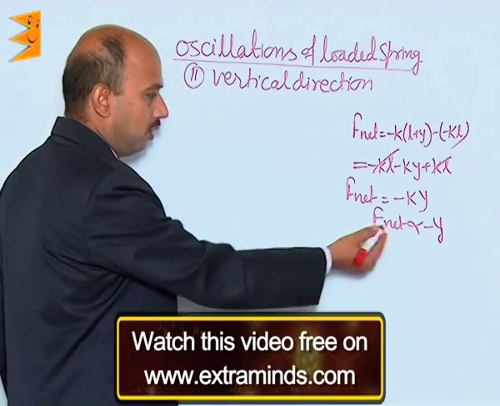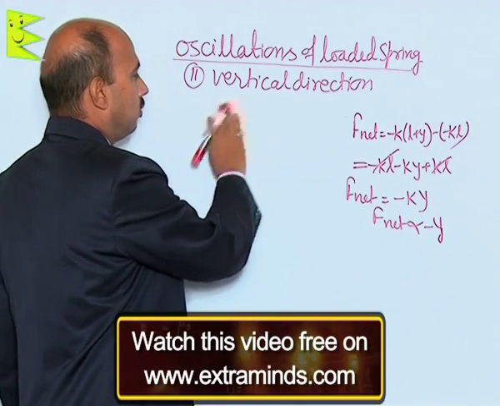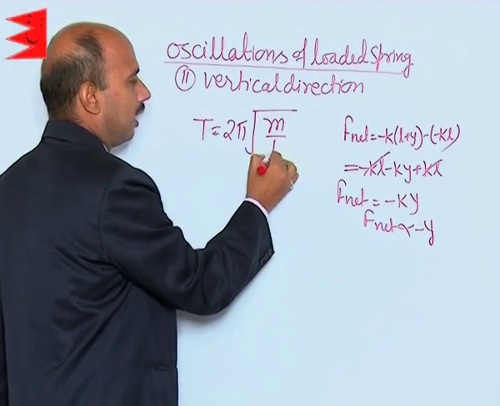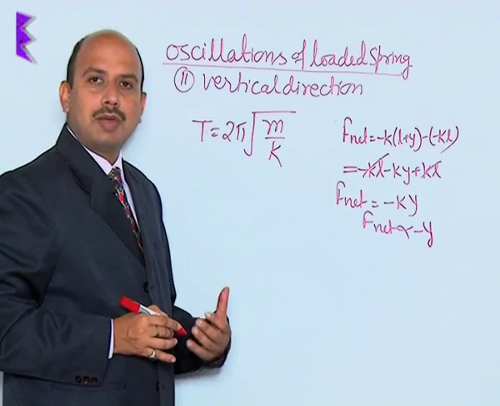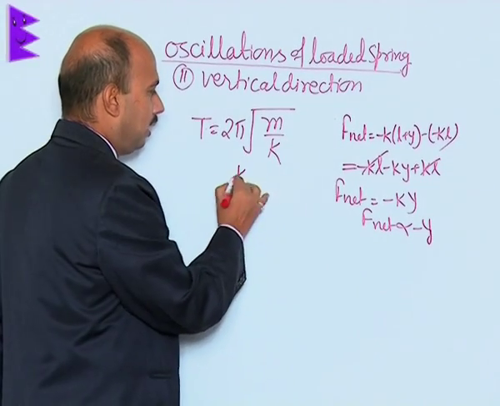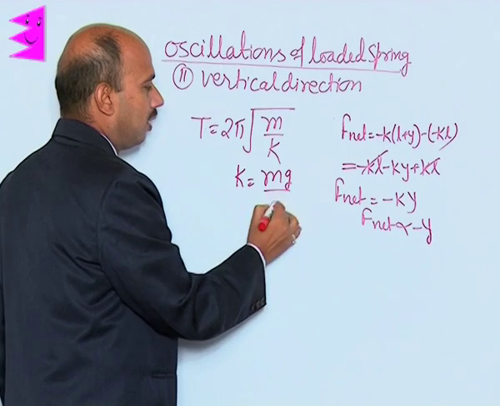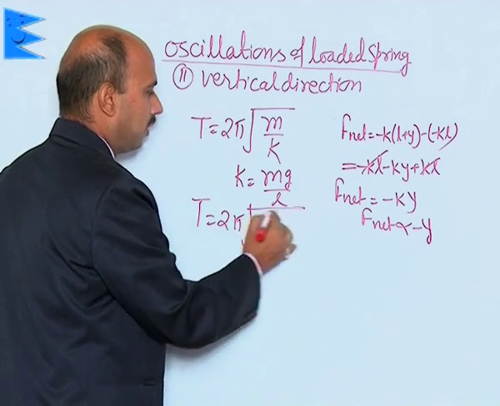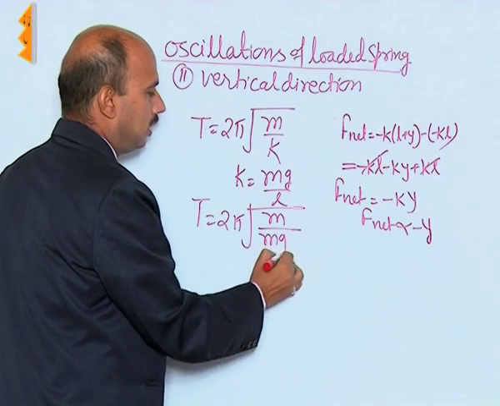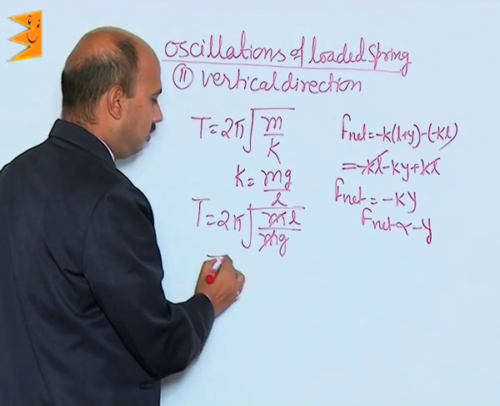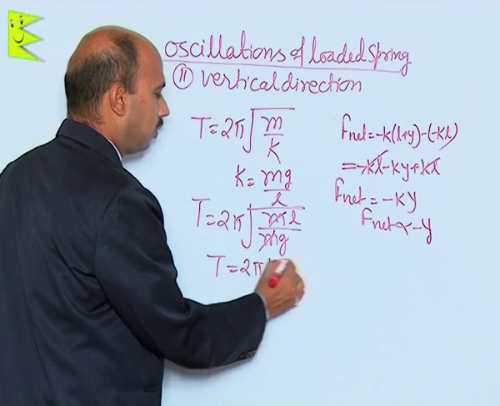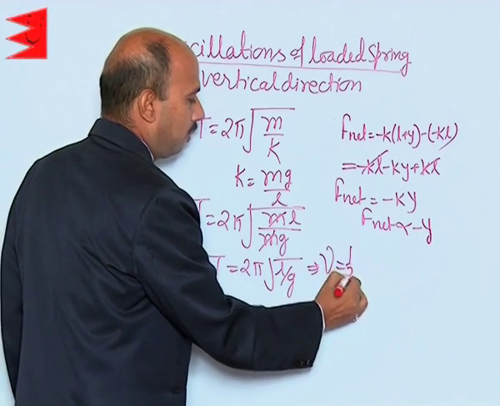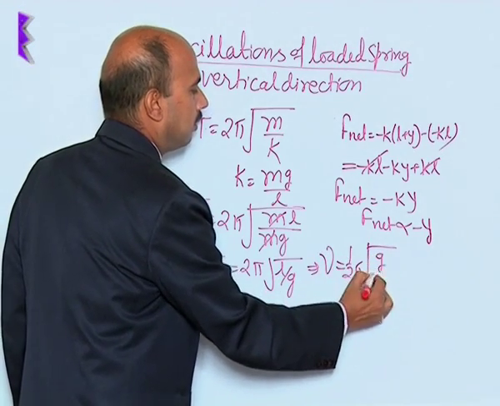So, the time period is equal to 2 pi under root of m upon k, but we have already calculated the value of k in the equilibrium position, that k was mg upon L. So, we can put the value of k. So, getting 2 pi under root of m upon mg upon L, here m is cancelled. So, T is equal to 2 pi under root of L upon g, or we can write frequency is equal to 1 upon 2 pi under root of g upon L.